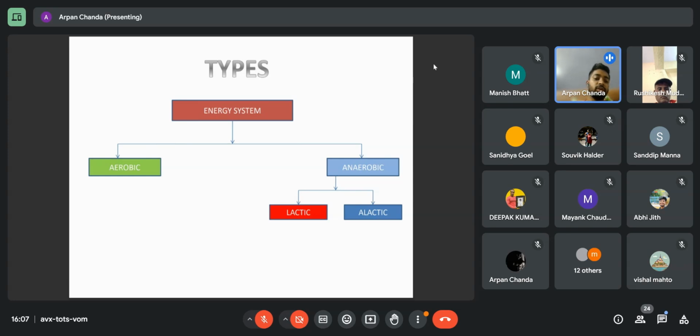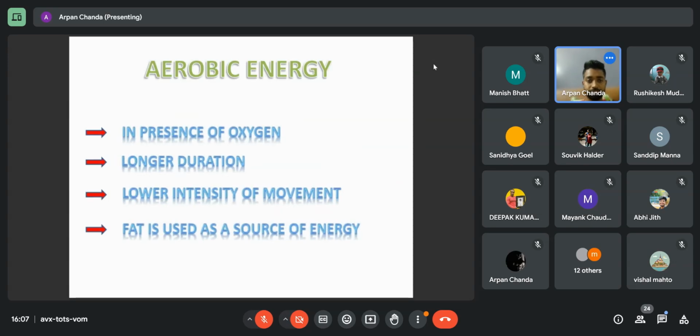So we'll move into the details of the aerobic energy system. It says in presence of oxygen, the duration of the movement should be longer, the intensity of the movement is lower, and fat is used as a source of energy. But understand the point, not only fat, protein is also used as a source of energy in some cases, depending on the quality of the diet and other aspects of life also. So here, any question with the aerobic energy system?